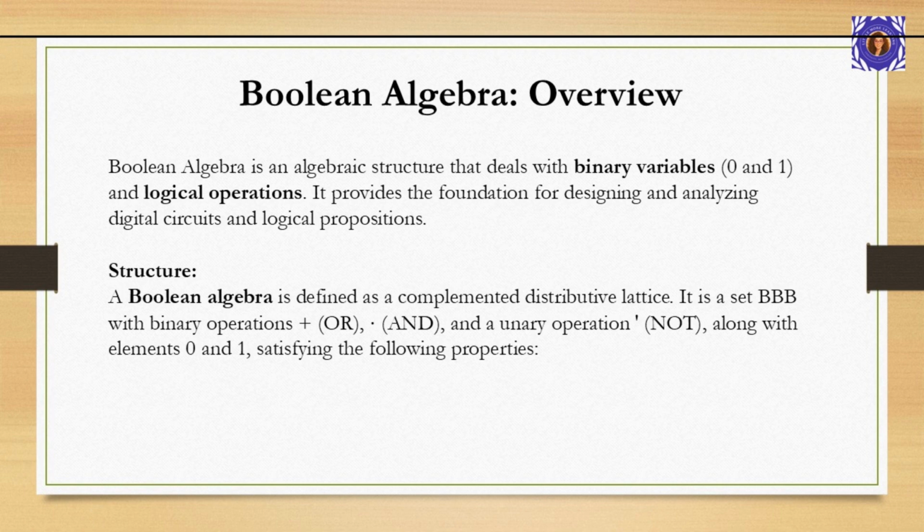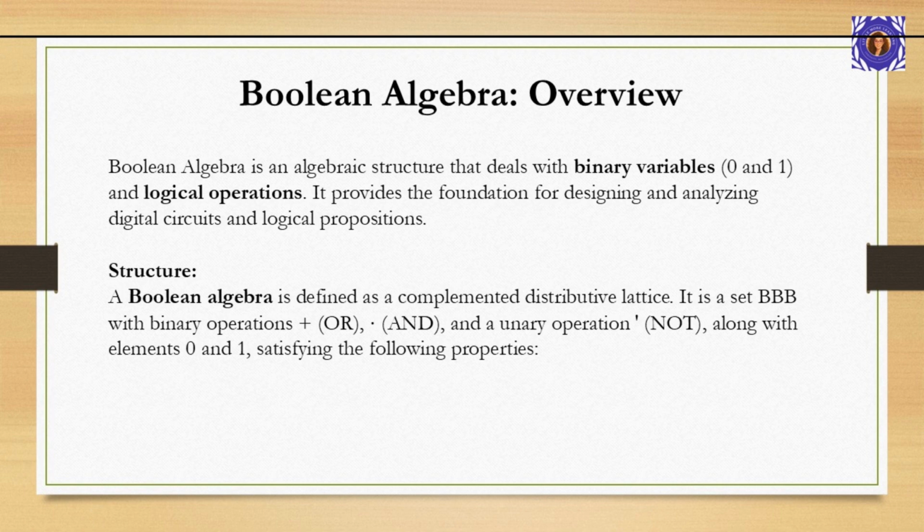Boolean algebra is an algebraic structure that deals exclusively with binary variables. That's variables that can only take two values, 0 and 1. You can think of these as false and true, or off and on. This simplicity is what makes it so powerful for digital systems.